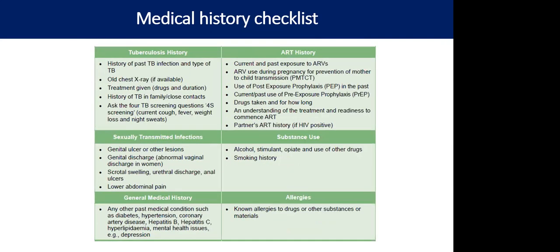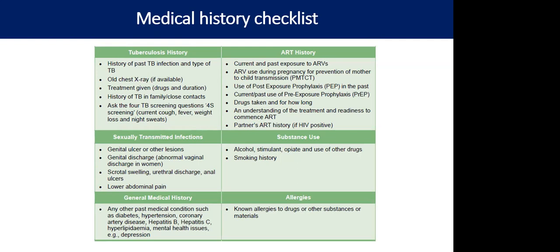Tuberculosis history we already talked about, but then again you need to go into detailed history of past TB infection and type of TB, pulmonary tuberculosis or extrapulmonary. If it is extrapulmonary, whether it's meningeal tuberculosis or TB lymphadenitis or abdominal tuberculosis, pleural effusion, etc. And if an old chest X-ray is available, you need to have a look into it and get it reported, whatever the lesions, and what anti-TB drugs the person has received, and the duration, the dose, all need to be documented. Also history of TB in the family or close contact, and the screening has to be done.